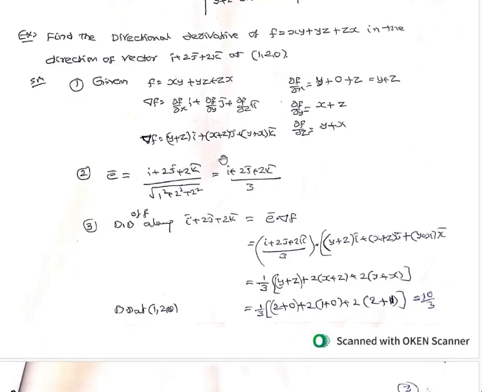Next problem is to find the directional derivative of f in the direction of vector so and so. So this is the scalar. This is the vector.